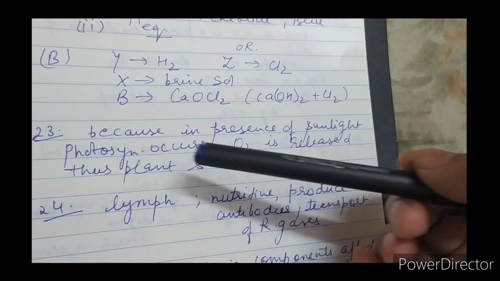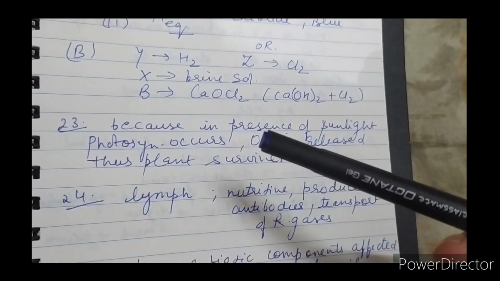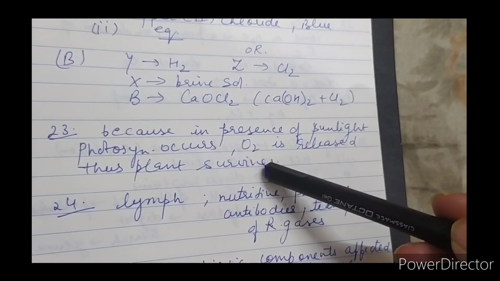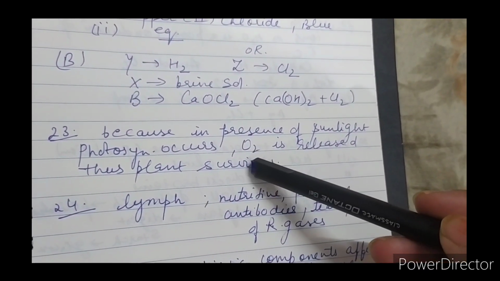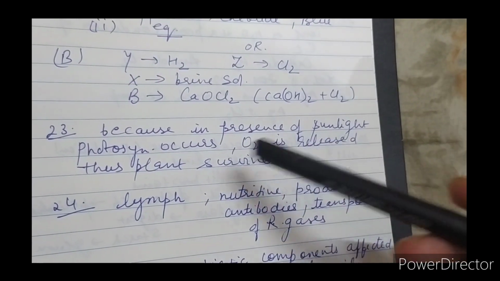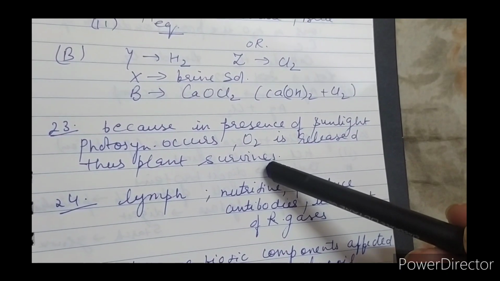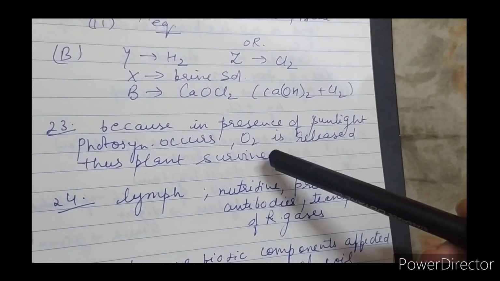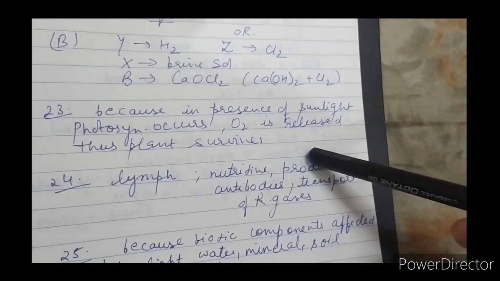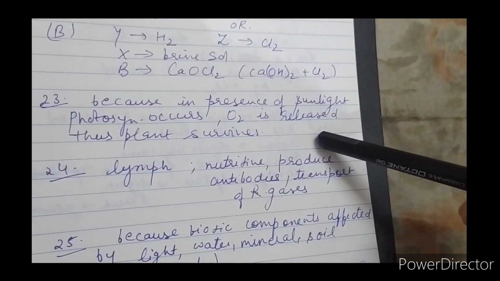Question number 23, they have given you two plants. Both are kept in the absence of oxygen, one in sunlight and one in dark. The one kept in sunlight will survive because photosynthesis helps in releasing oxygen, which helps the plant in respiration. Therefore the plant survives, while the plant kept in dark will not survive because of the absence of photosynthesis.